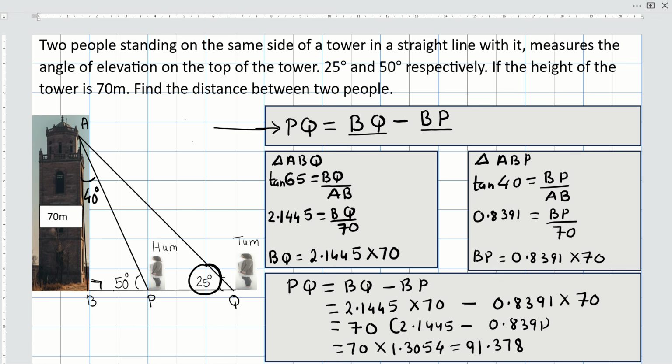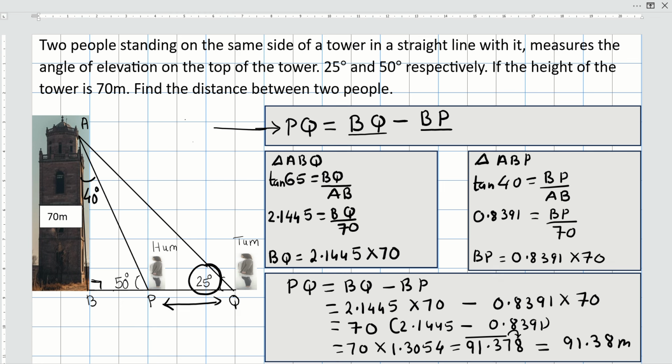After the decimal, try to give 2 digits. So technically the answer is still here. But what did I teach you? See the neighbor. If the neighbor is 5 or more than 5, delete it and add 1 to the previous number. So it comes to 91.38 meter. What is this? It is the distance between hum and tum.